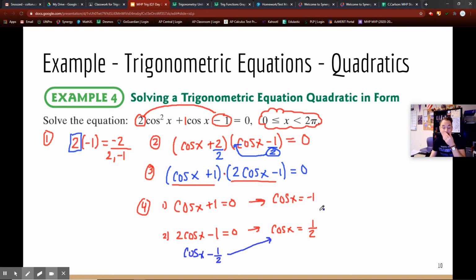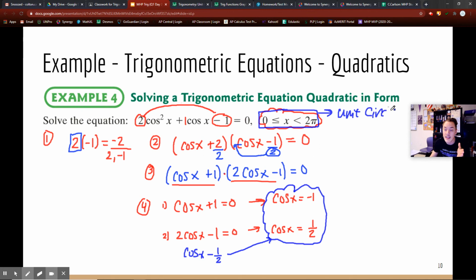But like I said in the last slide, this is really what you want to do. This is the goal. You want to get it into this format. And I did get it into this format, which is amazing. So now all I need to do is say, okay, where on the unit circle, 0 to 2 pi, because this is really the unit circle. Okay, 0 to 2 pi is the unit circle. Where on the unit circle does cosine equal negative 1? Where on the unit circle does cosine equal 1/2?